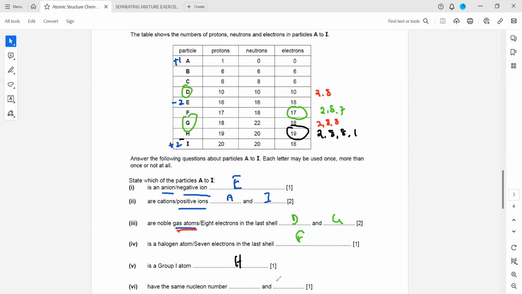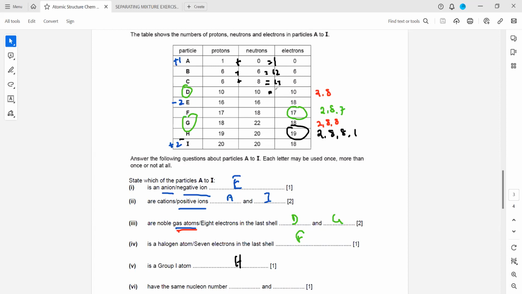Which have the same nucleon number? Nucleon number means the sum of neutrons and protons, which should be the same. So when we write the nucleon number, this will be 1, because 1 plus, like if I write the nucleon number here, it will be 1. When I write the nucleon number, it is, oh sorry, not 6, 12, because this will be 12.